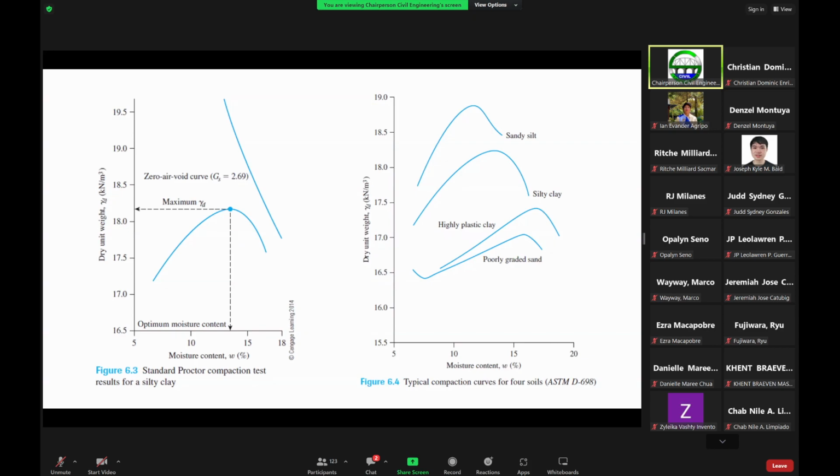In practice, at least here you see the different plots for different soil types. So don't expect that you will only get a curve like this. It depends on the type of soil material.